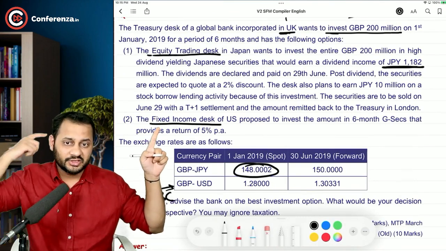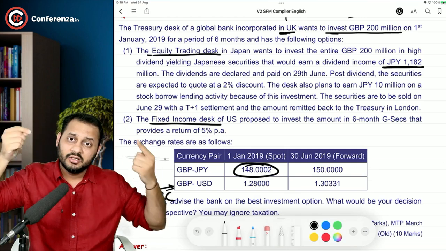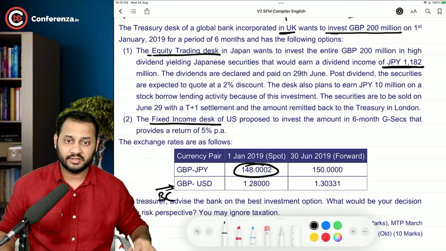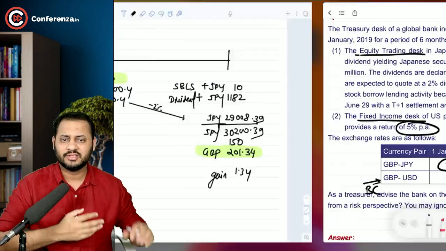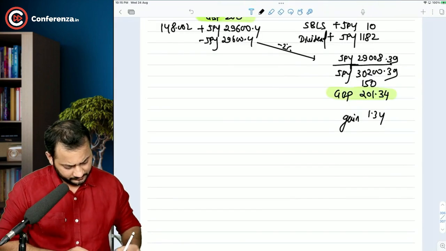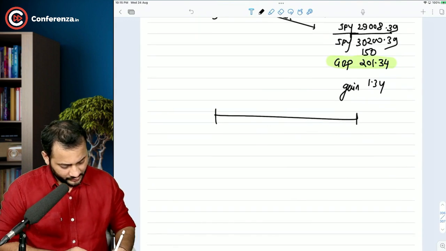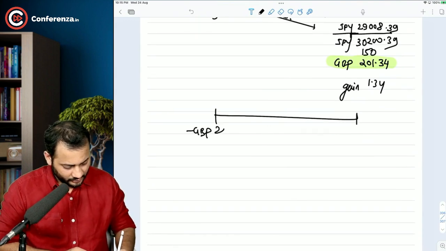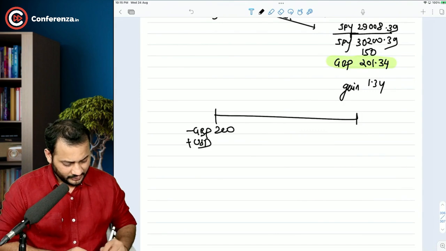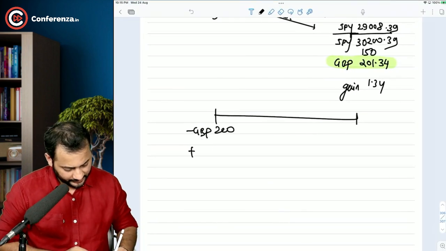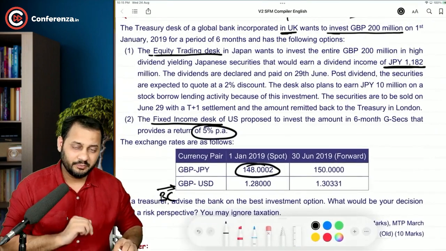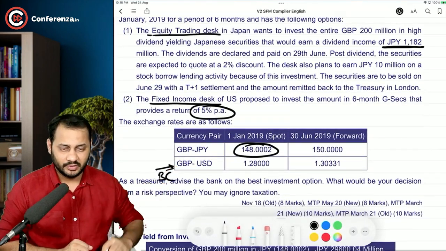But what if you invest in the fixed income desk in the United States, another country, where you are going to get 5% per annum? It's very simple. This is the very simple part. See, you sell the GBP here, 200, and buy USD. Let's see the rate. What is the rate of converting GBP into USD? At spot it is 1.28.